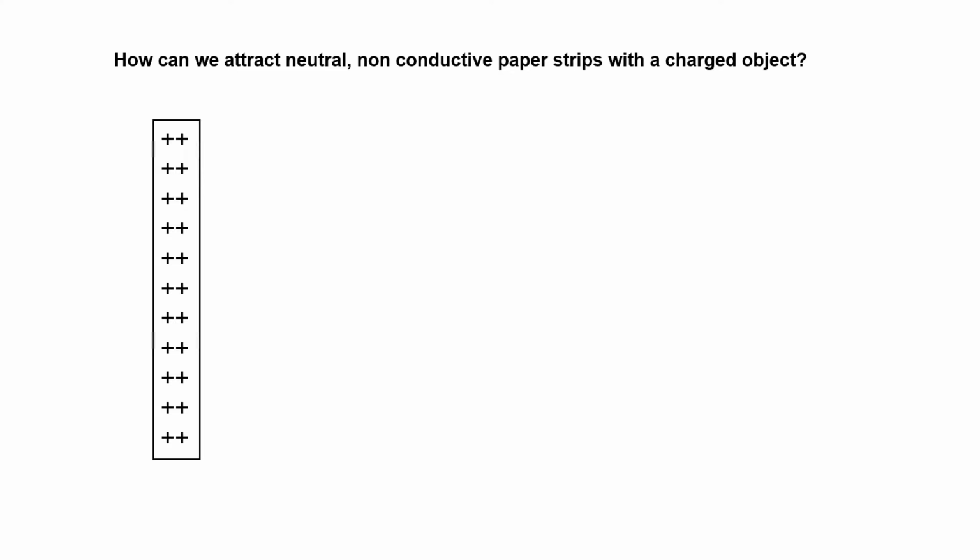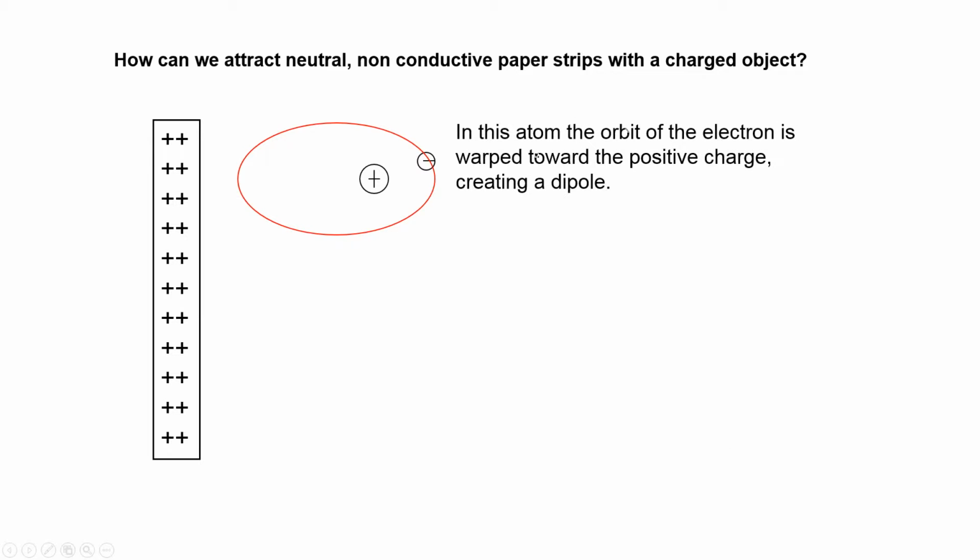One final example. Remember the little paper pieces from the first movie? How can we attract neutral, non-conductive paper strips with a charged object? Well, we have the charged object here, but the paper is neutral. And there are no free-flowing electrons, like in a metallic sphere on the previous slide. Well, the electrons which orbit their nucleus will have an orbit which is slightly out of center here, and the electrons will orbit a little bit more on this side, causing in effect the atom to become a dipole. In this atom, the orbit of the electron is warped toward a positive charge, creating a dipole.